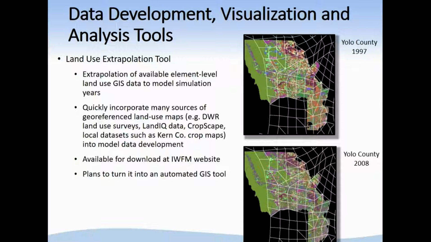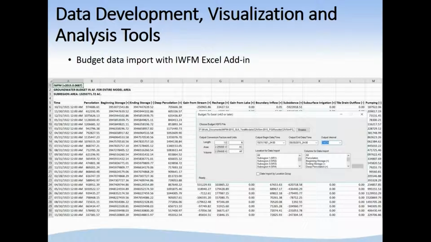So basically, we have updated our land use extrapolation tool, which we have had for a while, and made it a little bit more flexible. Now you can use all sorts of different data: DWR land use surveys, LandIQ data, CropScape, and also local data sets such as Kern County's own land use data. This is available for download from the IWFM website, and currently it all works from text files, but we have plans to turn it into an automated GIS tool as well, so that you can effectively do your land use development.